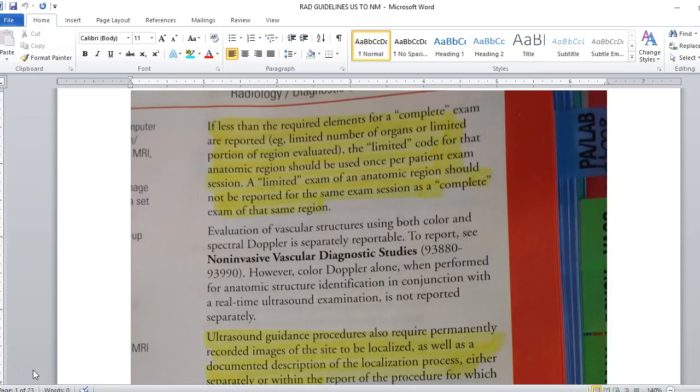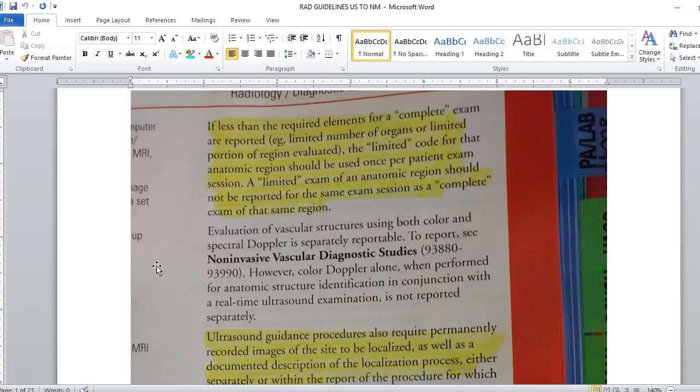The other things that we need to keep in mind is what it says right up here on the top right-hand side. If less than the required elements for a complete exam are reported, like limited number of organs or limited portion of a region evaluated, the limited code for that anatomic region should be used once per patient exam session. A limited exam of an anatomic region should not be reported for the same exam session as a complete exam of the same region.